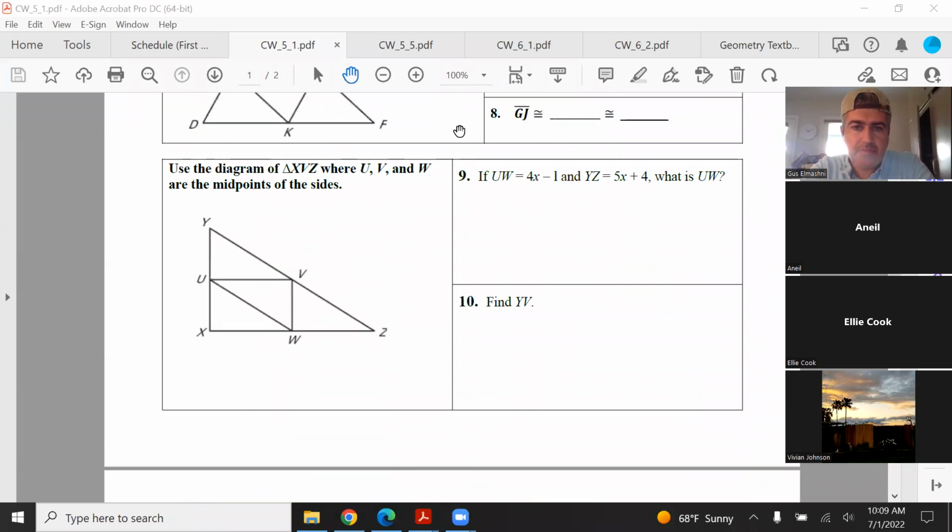For 10, if you want to find what YV is, well, I guess we had to use the answer for number 9 to help us for number 10. I already forgot what the answer was. I think x was 2. So that was 7 then. This whole thing here was 14. I thought they were going to give us new information for number 10, but anyway, then YV is just 7. So it's the same as UW, or same as VZ.